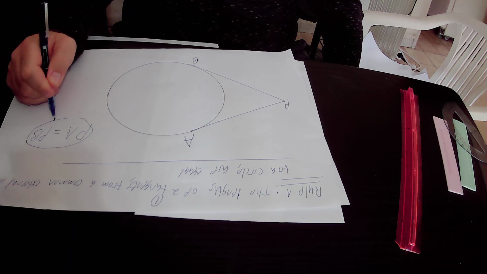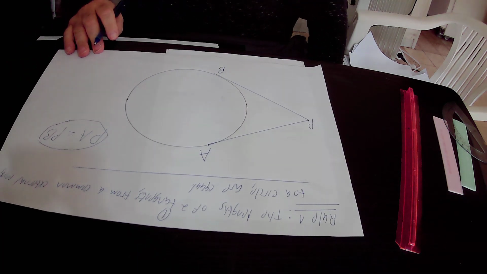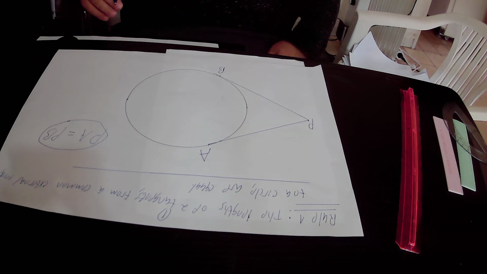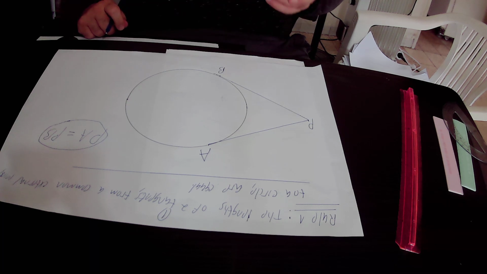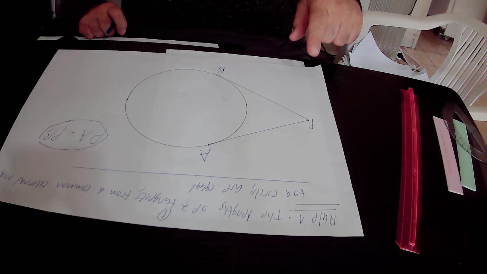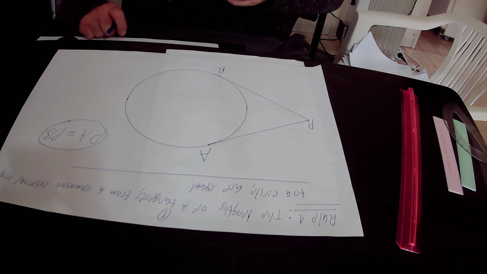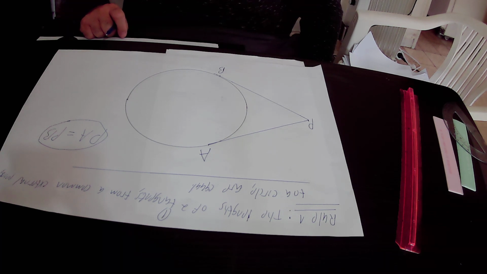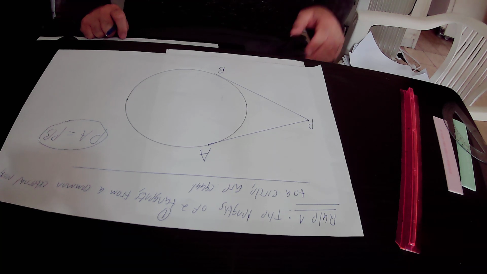According to rule number 1, in this drawing, PA equals PB because whenever you draw two tangents to a circle from a common external point, in this case point P, the lengths of those two tangents will be equal to each other. In this case, PA equals PB. Okay, so we can implement rule number 1 in our drawing.